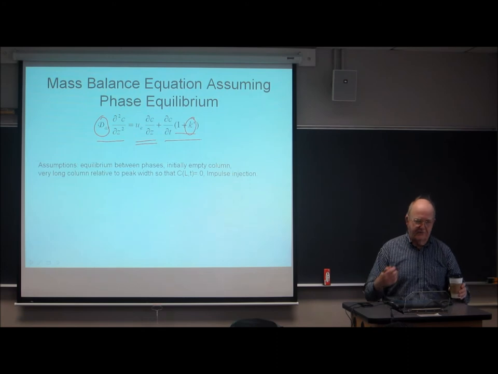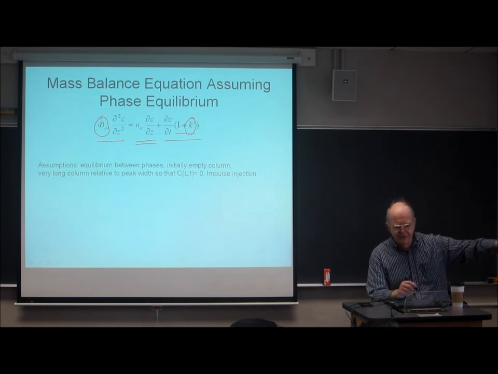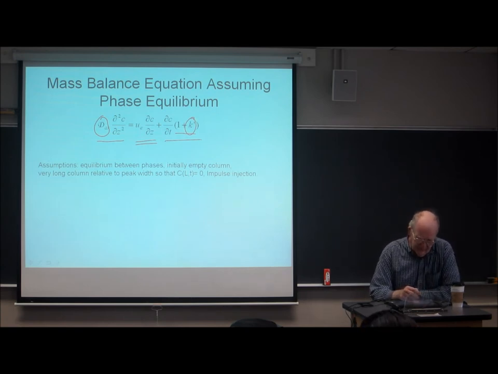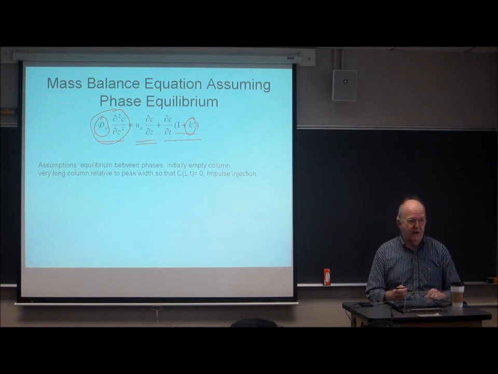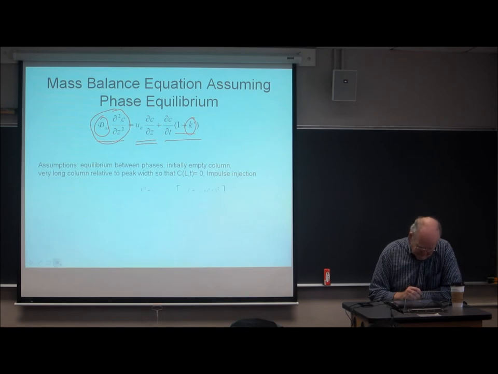Now this is a different problem, because in all the preceding cases, we set this side equal to 0. And we didn't have to worry about a d squared c dz squared term. But now we got a d squared c dz squared term to deal with, and that makes it mathematically more complicated. But the problem has been solved, and here's the solution to the problem.